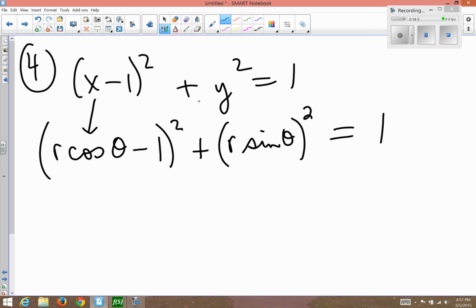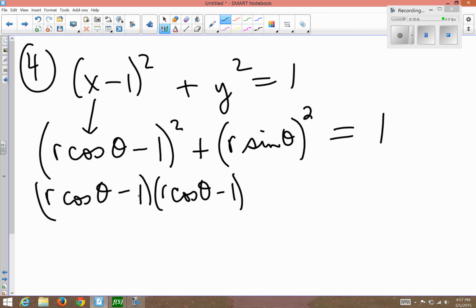Alright, so the x's and y's are gone. We only have r's and thetas. The definition of x is always equal to r cosine theta. The definition of y is always equal to r sine theta. We want to be able to get this to the form r equals a function of theta. We want r all by itself. So we multiply r cosine theta minus 1 by itself. We're going to have to FOIL. After the plus, we just have to square r sine theta. That would be r squared sine squared theta.